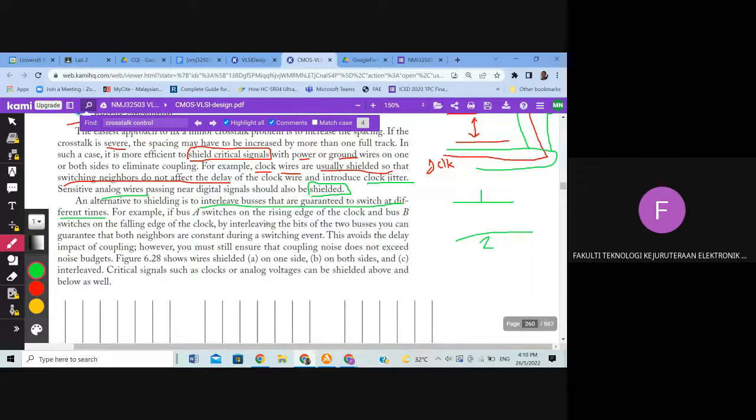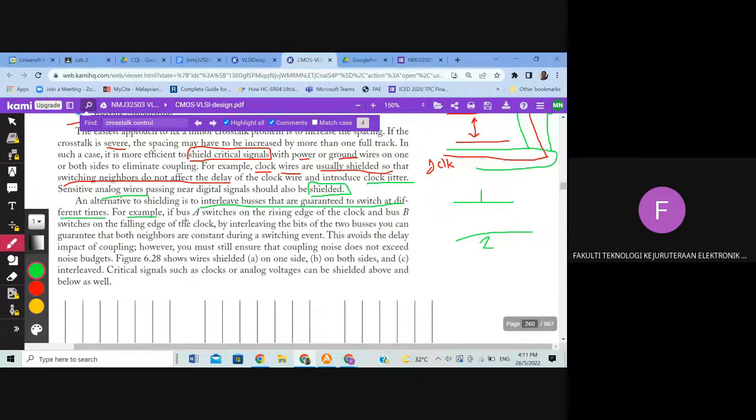This is actually what designers perform. They interleave the buses, meaning they do not put buses that switch at the same time together. For example, they have this example. If you are asked to explain, you need to give an explanation this way: an explanation with an example. That normally gives you full marks, if the example is clear enough.